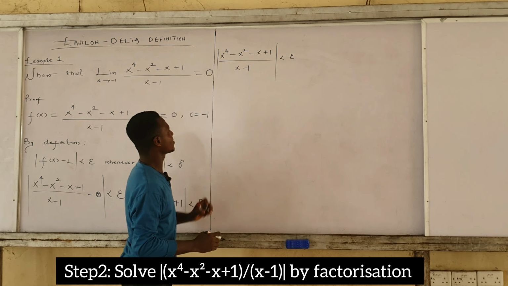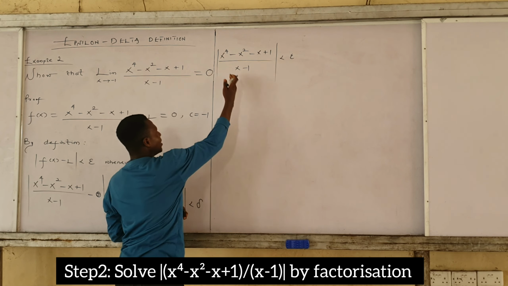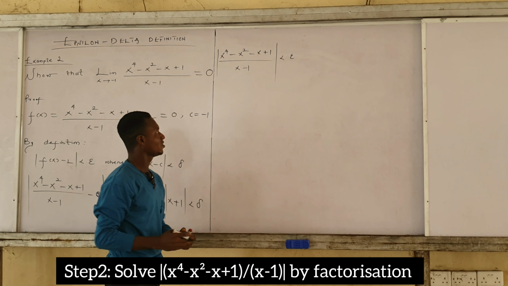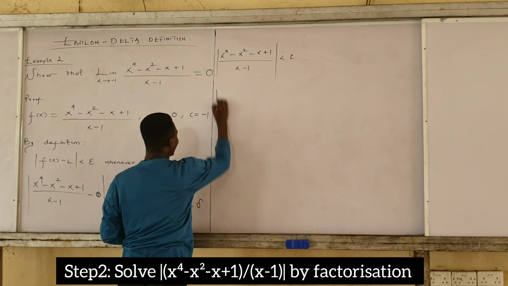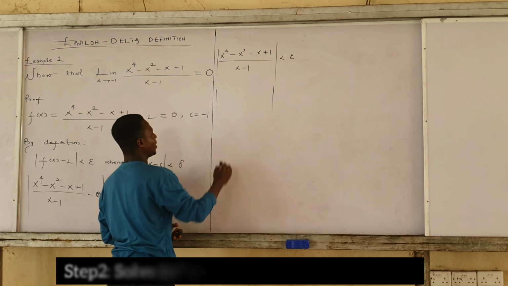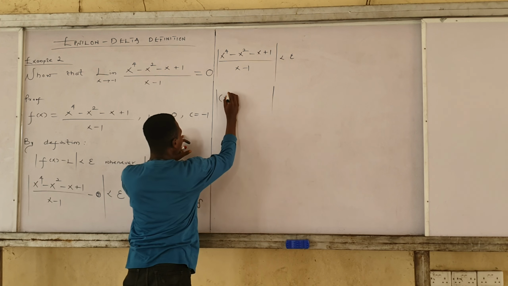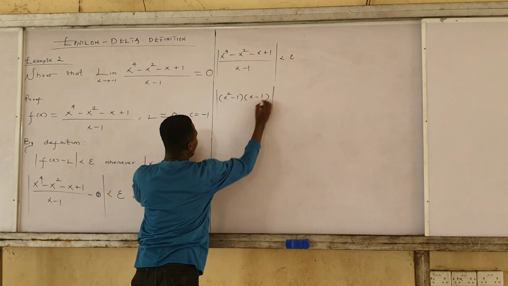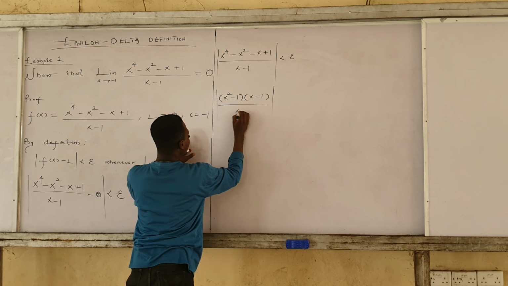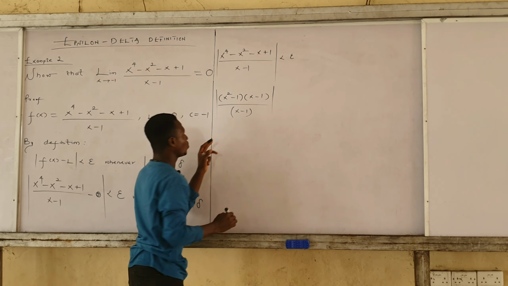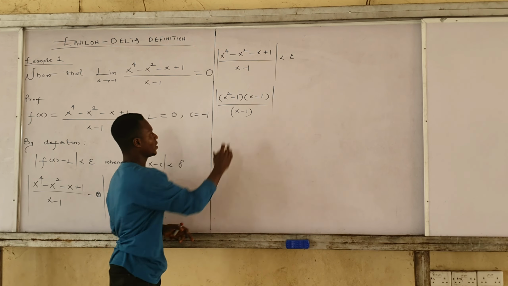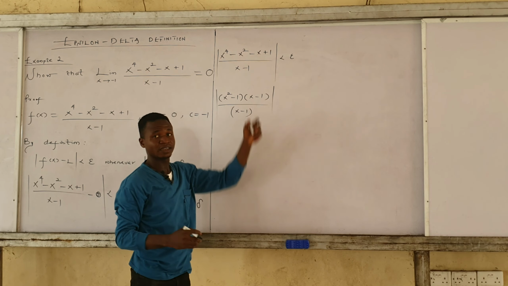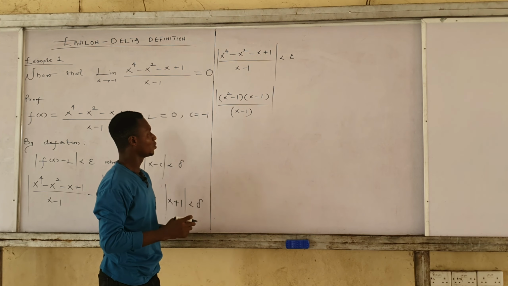So simplifying this now, we have to get the factorization of the numerator. To factorize the numerator, we have that to be given by (x^2 - 1)(x - 1) all over x - 1. So we have that the numerator is factorized. When we multiply these two brackets together, we are going to get the expression that is on the numerator. That is what we have there now.